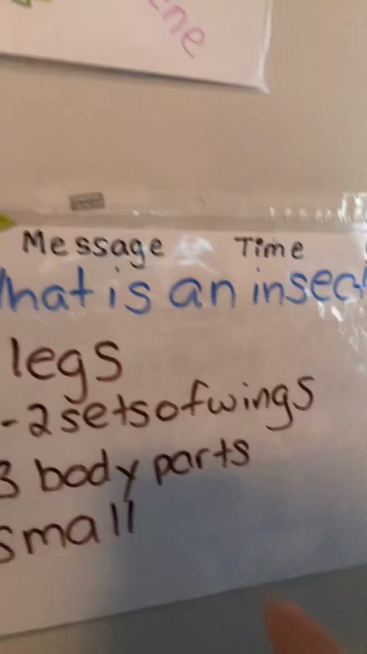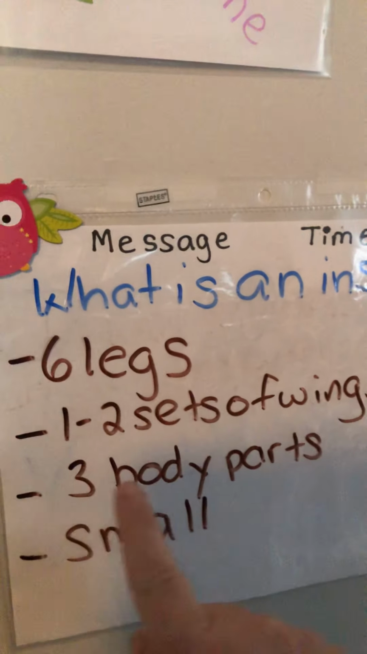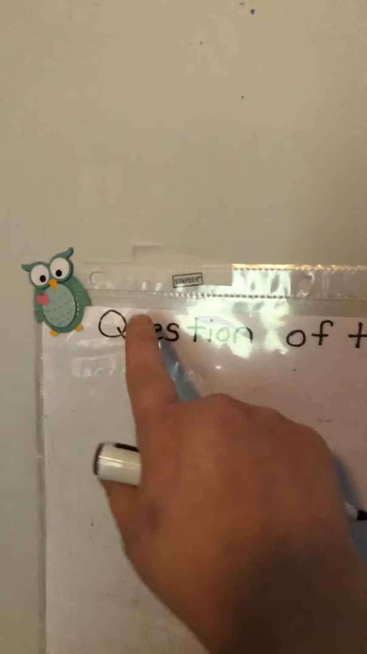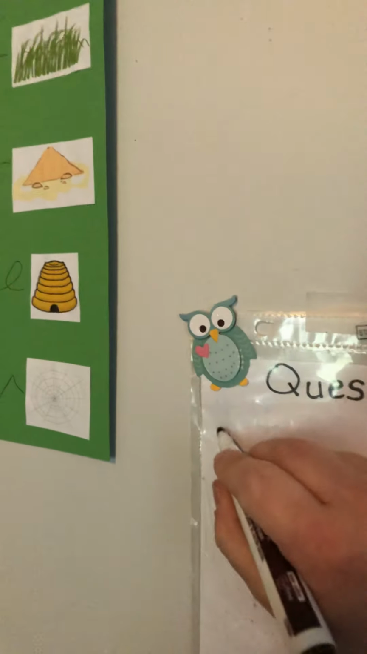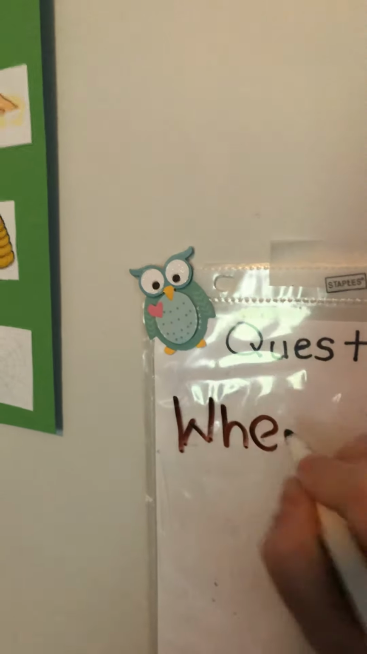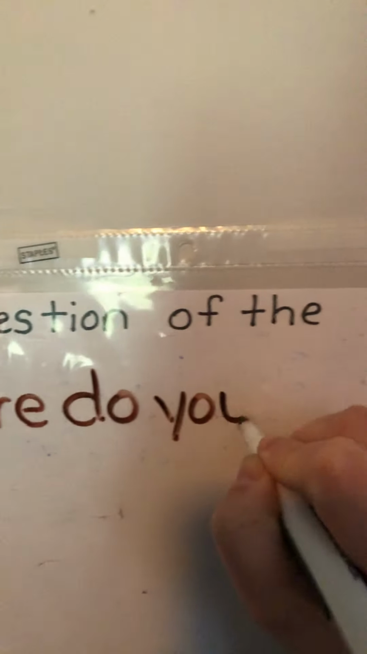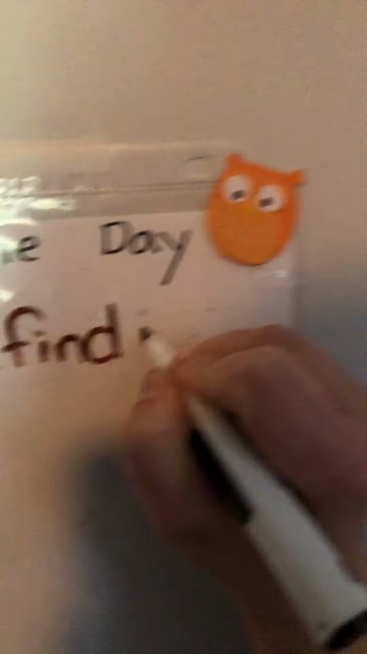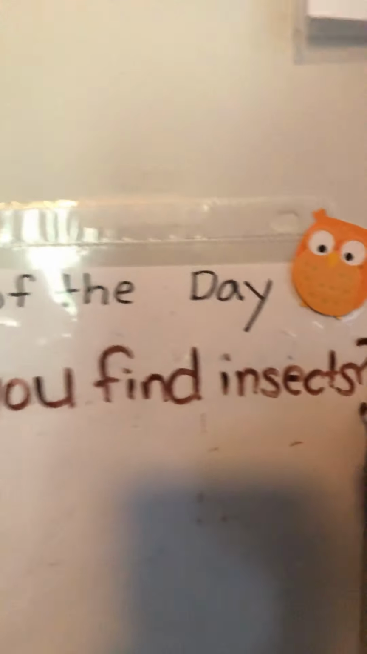Okay. So now, our question. Okay, so this is what an insect is. It has 6 legs, has 1 to 2 sets of wings, has 3 body parts, and they're usually small. Now, our question of the day is, where do you find, so I can squeeze it in here, insects? Question mark.